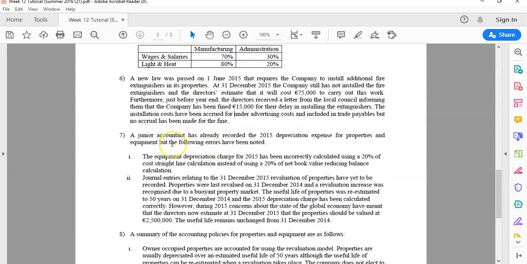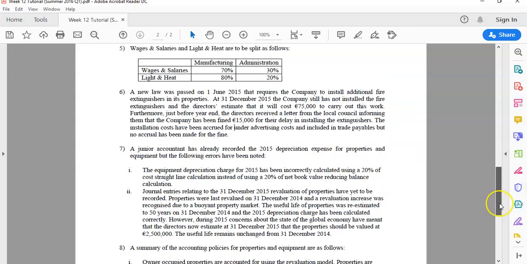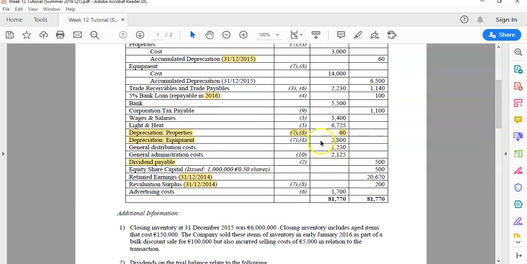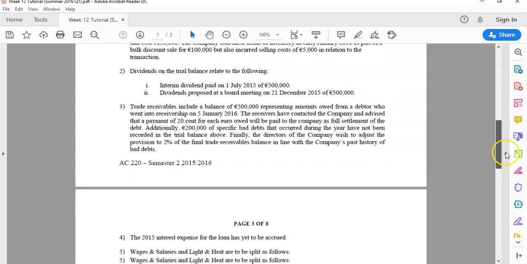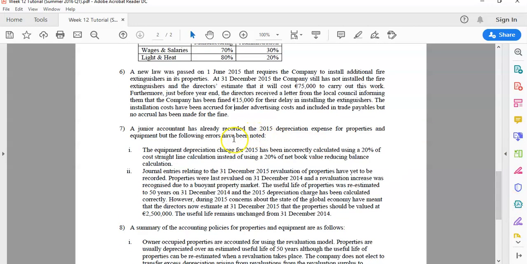You're told then in note 7 that the depreciation expense has been calculated in error. So we know from the trial balance they have a depreciation expense in. They have them here as we highlighted. But you're told here equipment was incorrectly calculated, straight line instead of reducing balance. And a revaluation of property needs to be done at the year end, and they tell you how to go about that. So note 7 and note 8 are very much linked together.